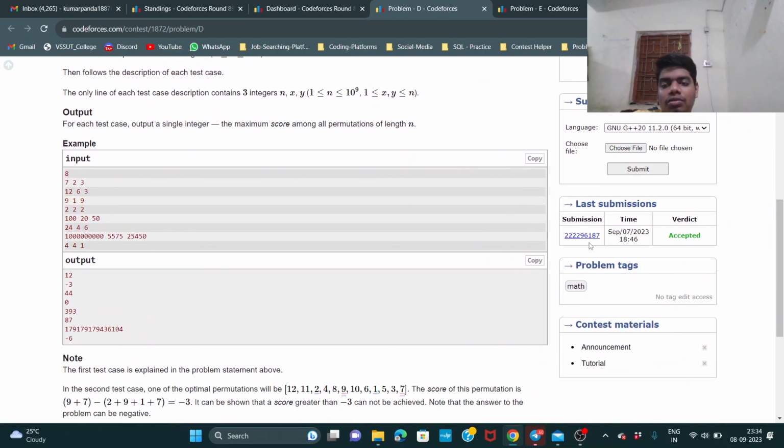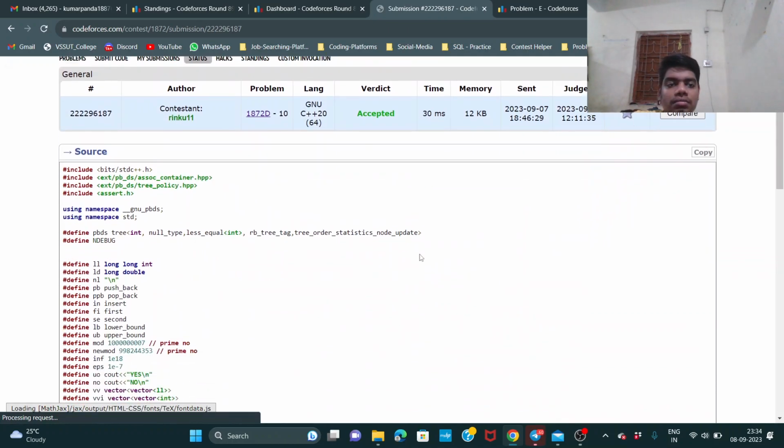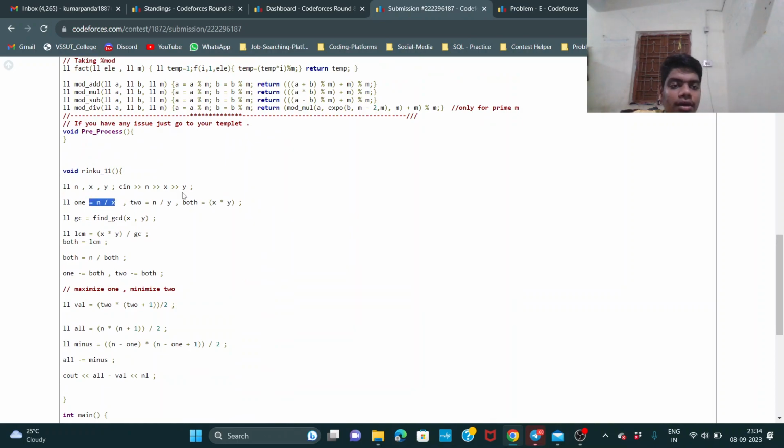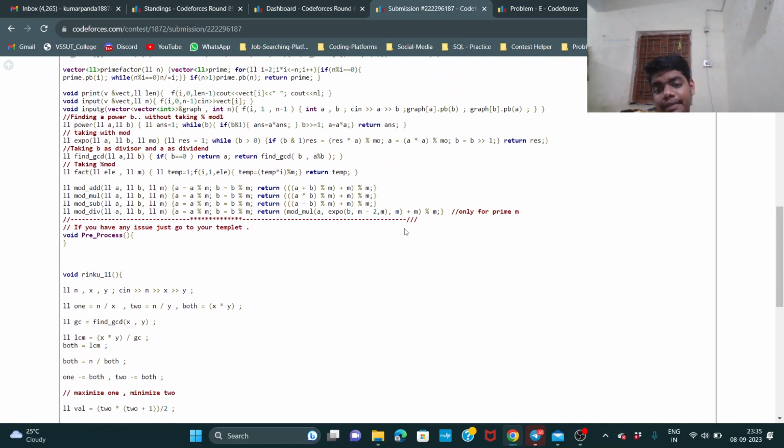So this is the whole solution, and nothing is in the code. Just find the GCD of x and y, find the LCM, then n by LCM, and subtract these two values and find the answer. Yeah, this is it.